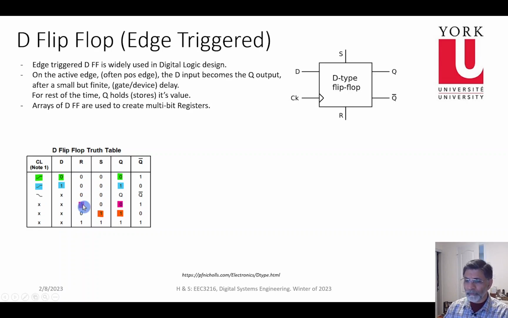If reset is asserted, sometimes these are active high, as shown here. They can also be active low. Again, they'll have a dot here in those cases. So when reset is asserted, Q will go low, and when set is asserted, Q will go high. This last case is typically not used. This is not a recommended state. So either you will assert reset or set, and Q will change according to that.